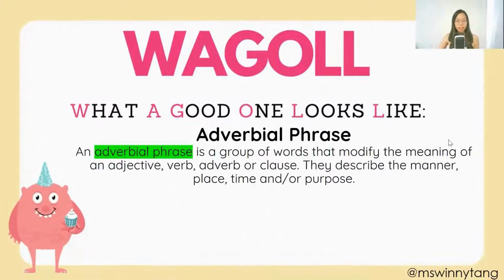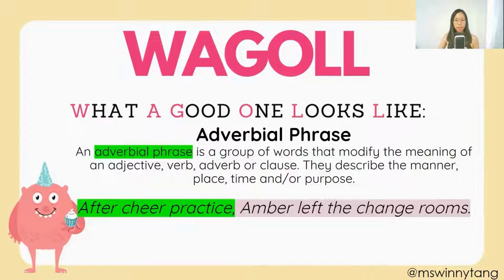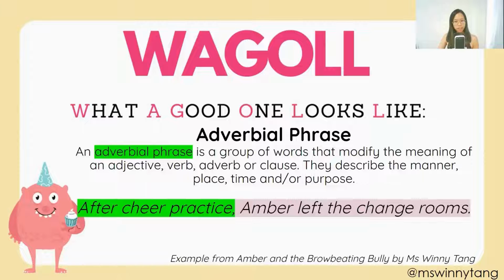Adverbial phrases. An adverbial phrase is a group of words that modify the meaning of an adjective, verb, adverb, or a clause. So they will describe the how, so the manner, the place, the time, and or the purpose. So how something is happening, when it is happening, where it is happening, and why. An example from the text is, after cheer practice, Amber left the change rooms.